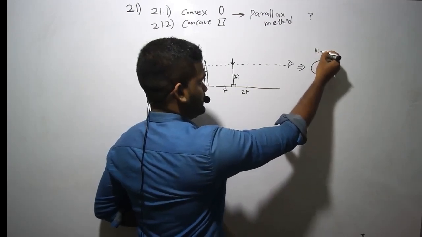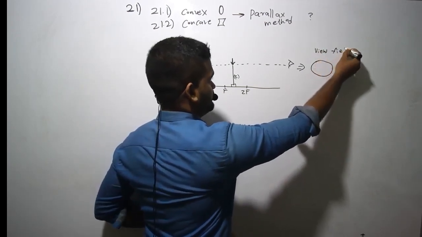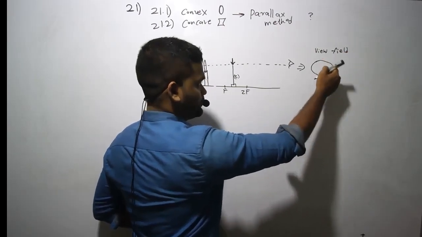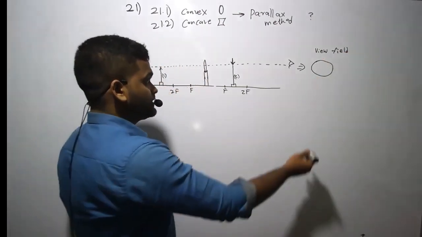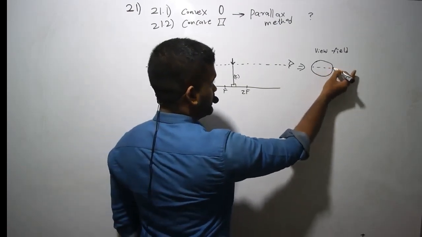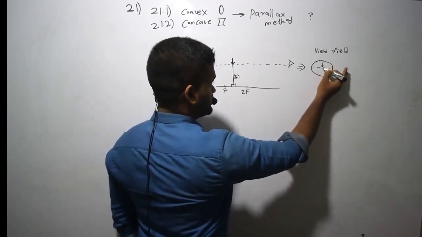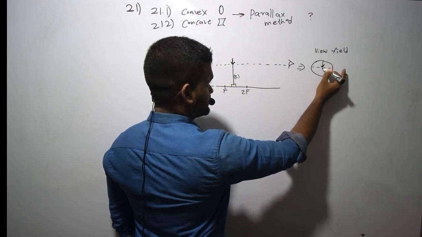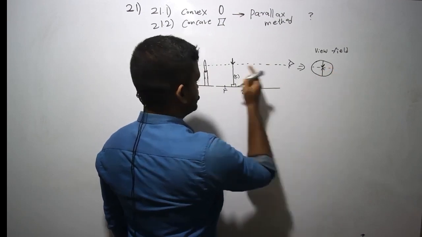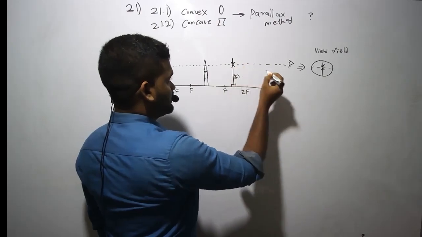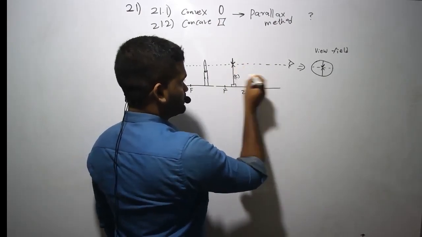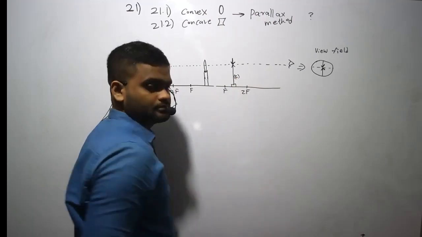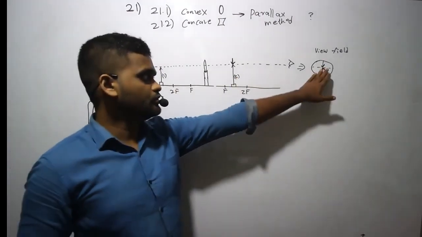Let's call it the view field. What you see in the lens, we call that view field. Here you see this image. This is the image you see through the lens. And in front of the lens, you also see the tip and the upper part of pin 2. So this is all you see.